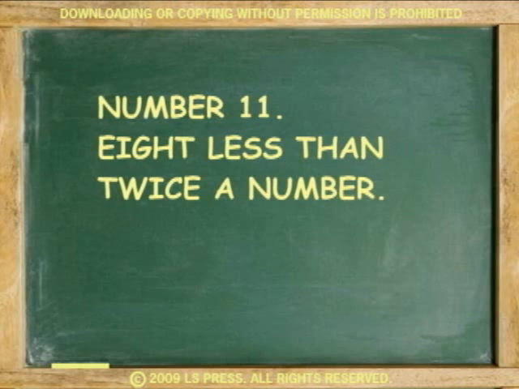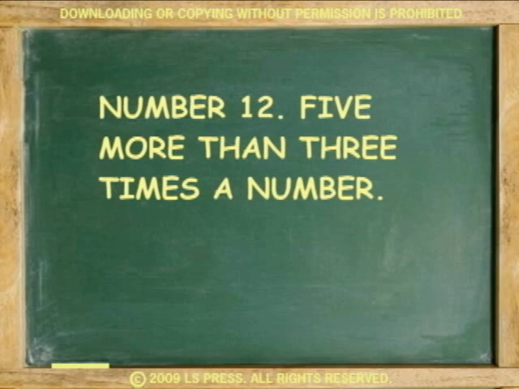Number 11. 8 less than twice a number. Take 8 from twice, or 2x. The answer is 2x minus 8. Number 12. 5 more than 3 times a number. Add 5 to 3 times, or 3x. Answer 3x plus 5.